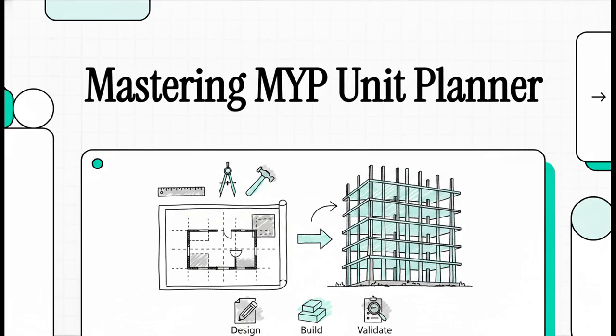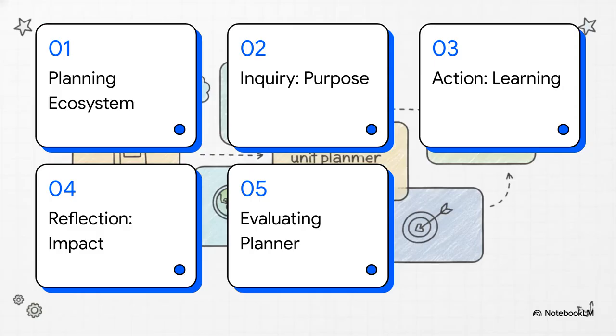Today, we're going to master that MYP unit planning process. We'll break down exactly how you design, build, and crucially validate your curriculum so it creates a structurally sound, highly engaging learning experience for your students. Here is our game plan for today. First, the MYP planning ecosystem. Number 2, inquiry, establishing purpose. 3, action, learning and teaching. 4, reflection, considering impact. And finally, evaluating your MYP planner.